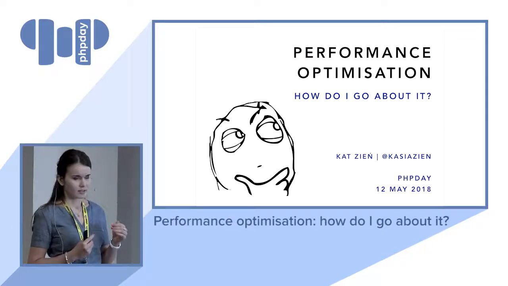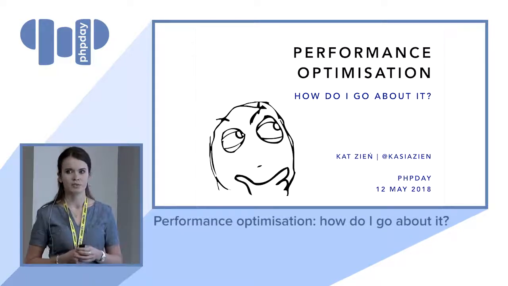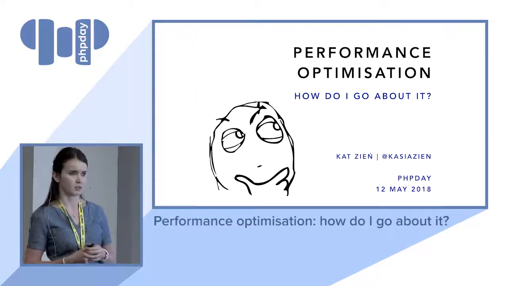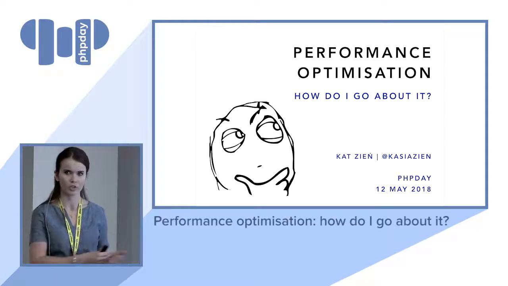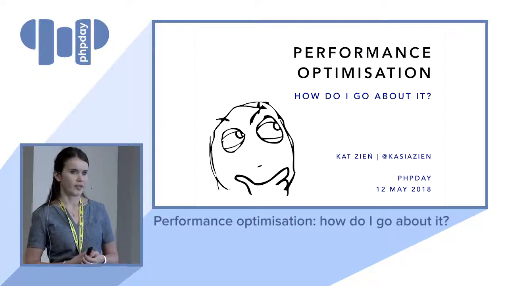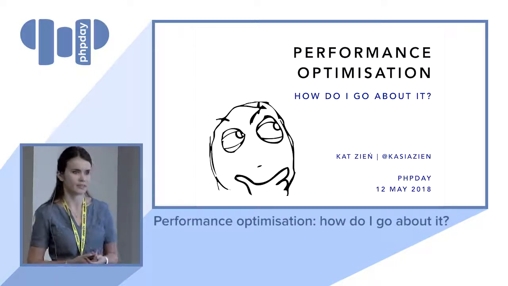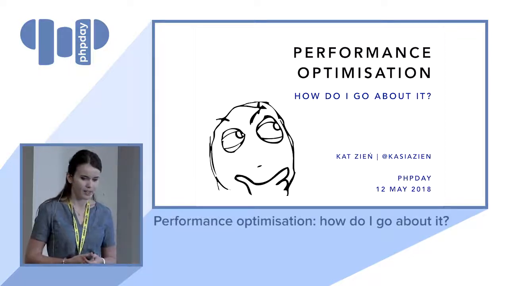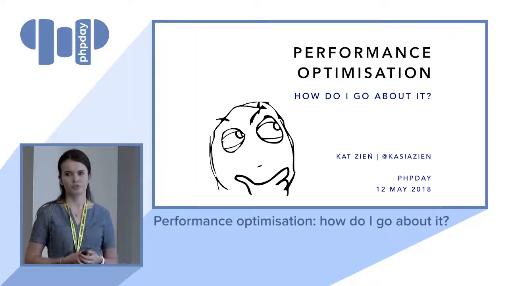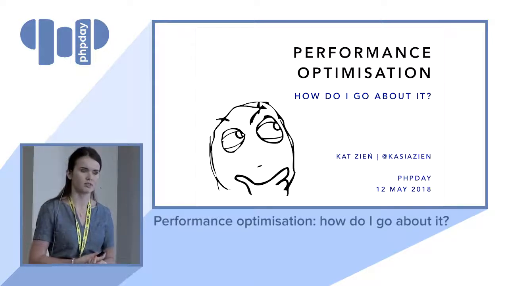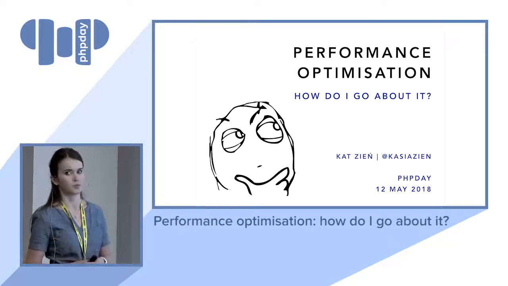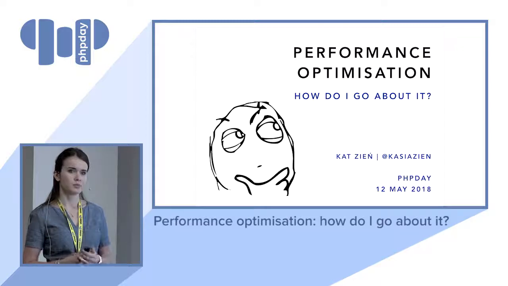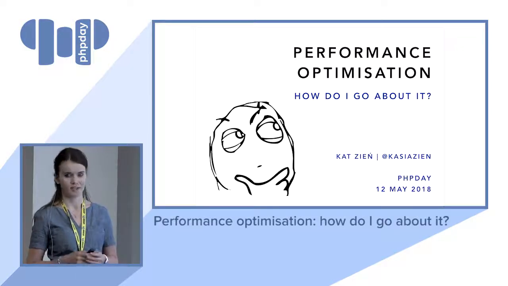I'm by no means an expert. I was in the same boat a few months ago when I was just told to optimize the performance or look at the performance of an app. And I was just like, where do I even start? So I thought it would be useful to share with you what I've learned so far and do a little demo of how you can go about optimizing performance. So hopefully it will seem a little less scary at the end of my talk.